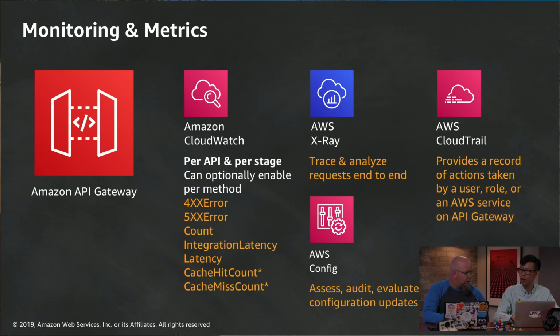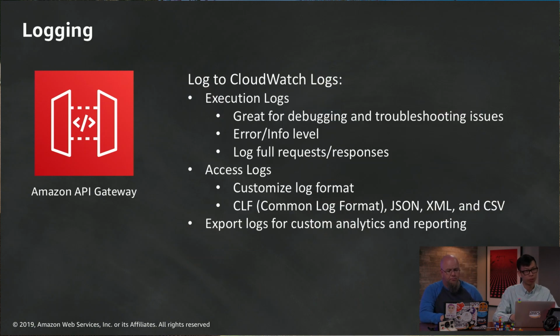What about logging? Very similarly, we integrate with CloudWatch Logs to offer logging. We offer two types, execution logs. This is really great for debugging and troubleshooting issues. You can specify what logging level you want, whether that's error or info, and you can also opt in for full request response. Because this logs all the requests coming in and out, it can get quite big. So I would suggest turning this on and keeping an eye on the storage size it might be taking up.